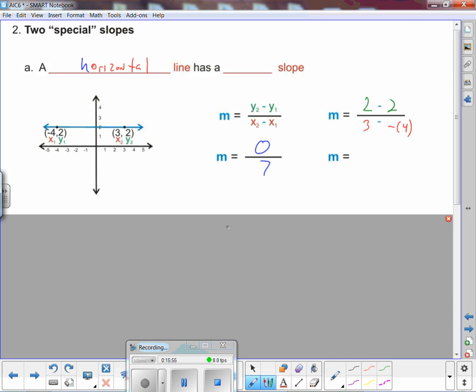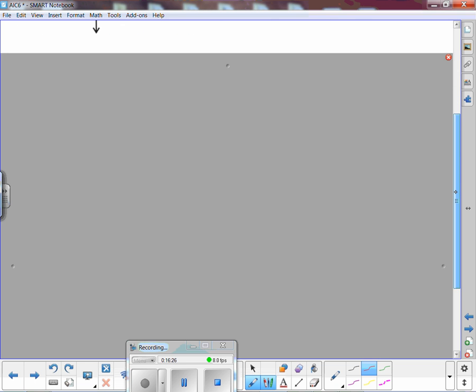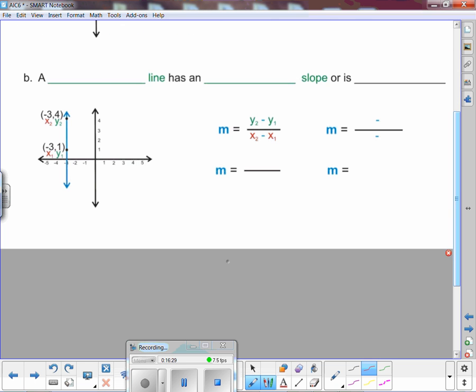And everybody knows that 0 divided by anything is 0. So what kind of slope do horizontal lines have? A 0 slope. Every horizontal line has 0 slope. And that makes sense because look, how much has this changed from the horizontal? None. It's horizontal. There's no change. No change is 0. And no matter what 2 points you pick along any horizontal line, you always get a 0 slope. Always.